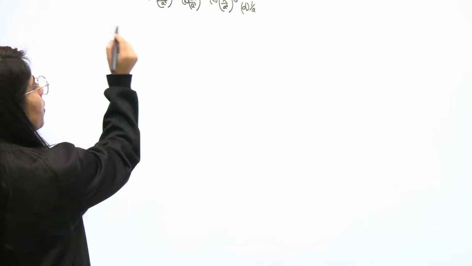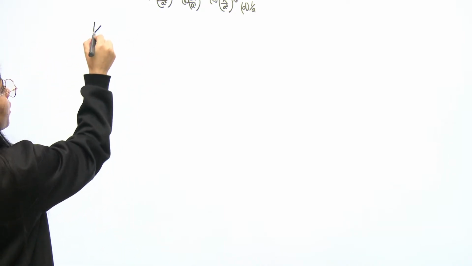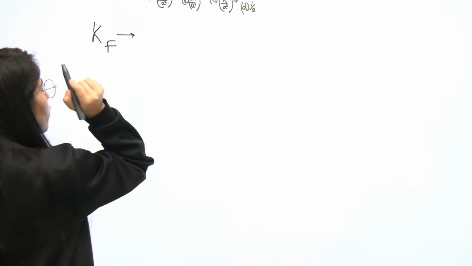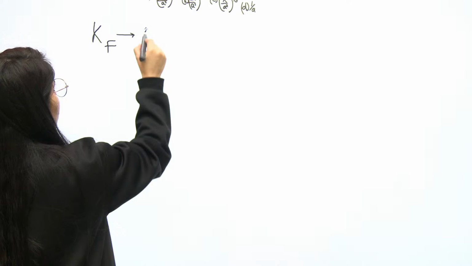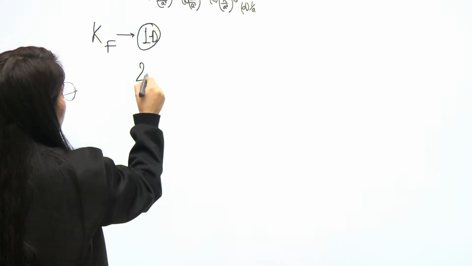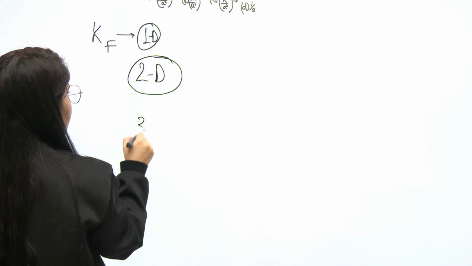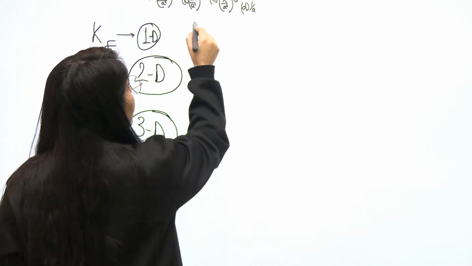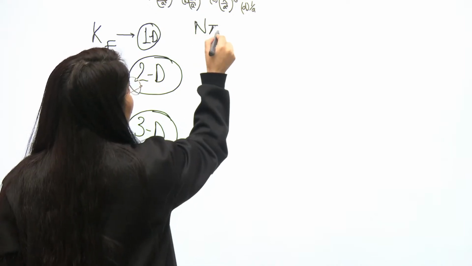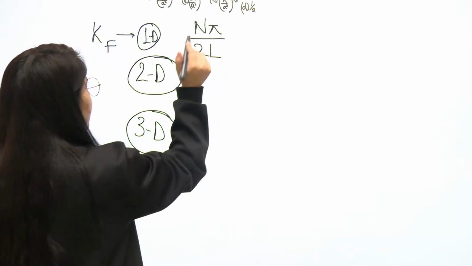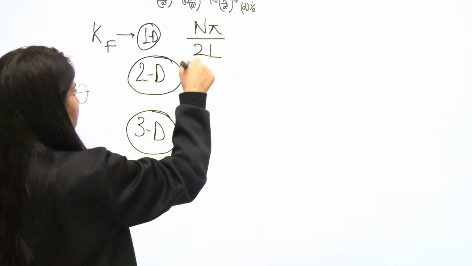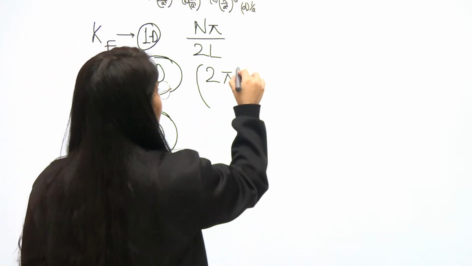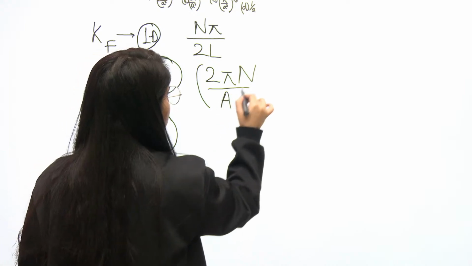Here is the Fermi wave vector, which we denote with Kf. We are going to mention it for 1D, 2D and 3D cases. For 1D, the Kf value will be n pi upon 2L, because it is a 1D case, so only length L is written here. For the 2D case, it's going to be 2 pi n upon a, to the power 1 upon 2.